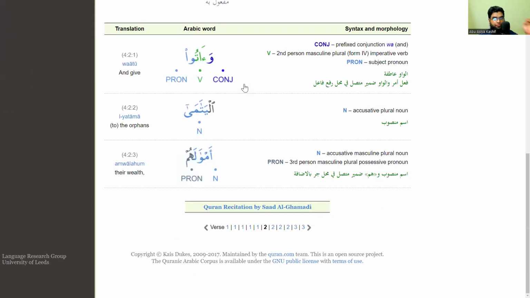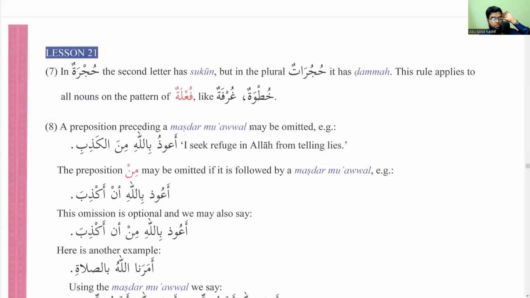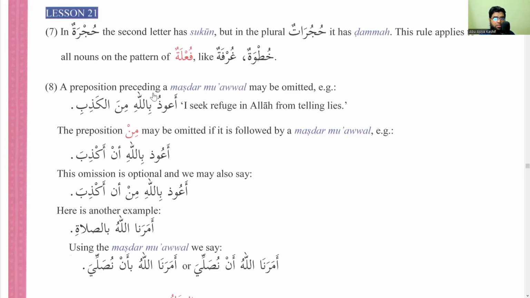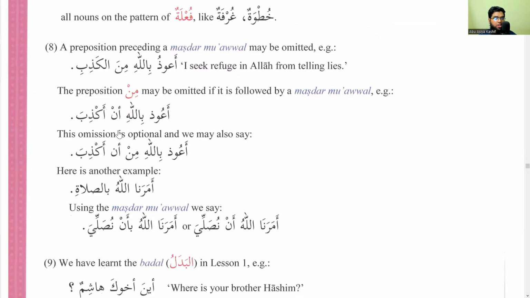Anyways. Next, a preposition preceding a masdar may be omitted. So any an plus fi'l mudari, if you want to use a preposition, you can remove it. A'udhu billahi min al-kadhib. I seek refuge in Allah from telling lies. You can use kadhib, and this is masdar, right? You can use an and fi'l mudari. Delete this and use a'udhu billahi an akdhiba. So with an akdhiba, we can delete the min also. A'udhu billahi min an akdhiba. Because anytime you say a'udhu, a min should come, right? Because you seek refuge from something. But when you're using an and fi'l mudari, you can delete it because it's understood.